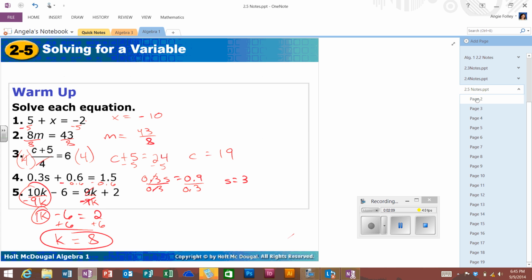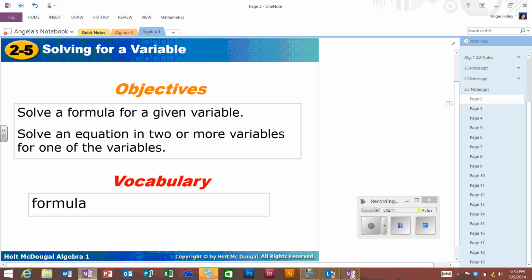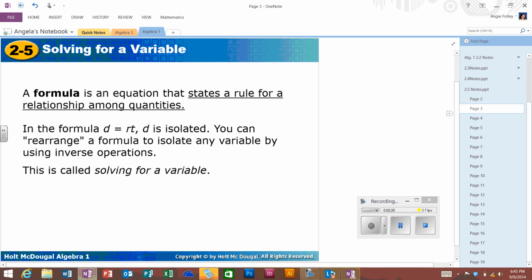Okay? All right, so for today, we're going to solve a formula for a given variable and then solve an equation in 2 or more variables for one of the variables. So you're going to hear the word formula. A formula is just an equation that gives a rule for a relationship among quantities. And remember, quantities is just a word to describe numbers, amounts, okay? So for example, the formula D equals RT stands for distance is equal to the rate times the time.